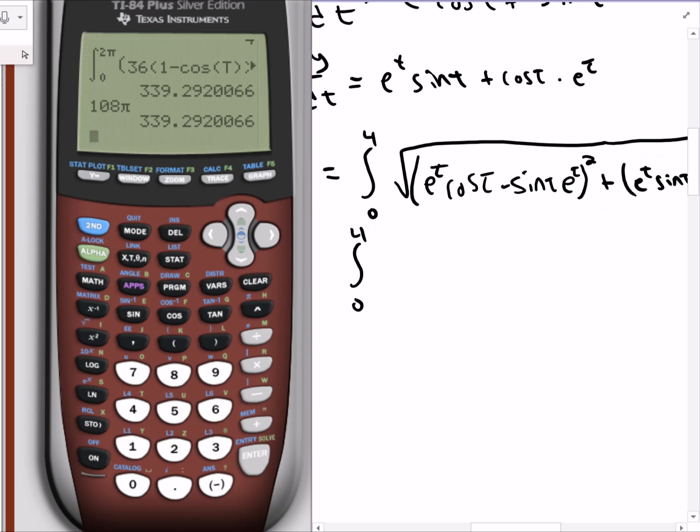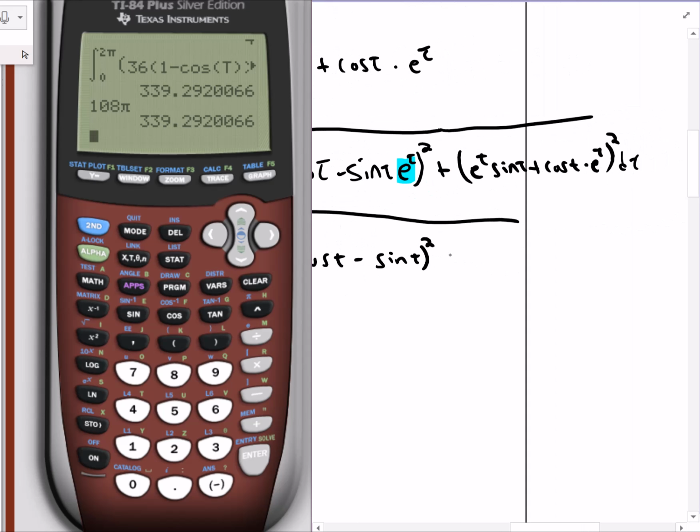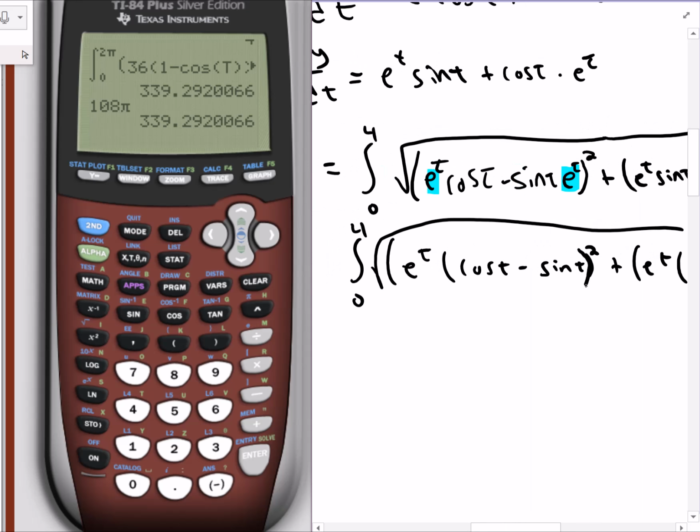So let's notice that there's an e to the t inside these parentheses here, right? So we're going to factor out e to the t times (cosine t minus sine t), squared. There's still a square root over this whole thing. And then the same thing over here, where there's an e to the t times (sine t plus cosine t), the whole thing squared. Let me make sure I put the squared in the right spot. No, we need an extra parenthesis, right? Because the square goes to e to the t as well.